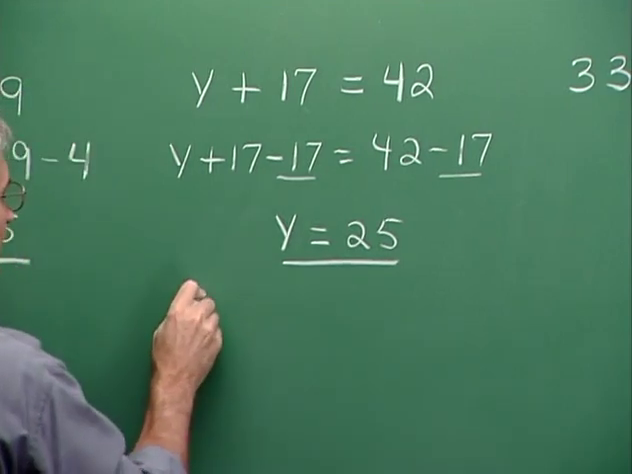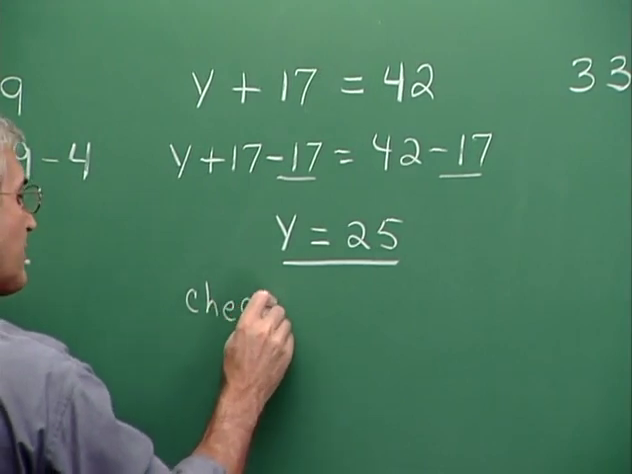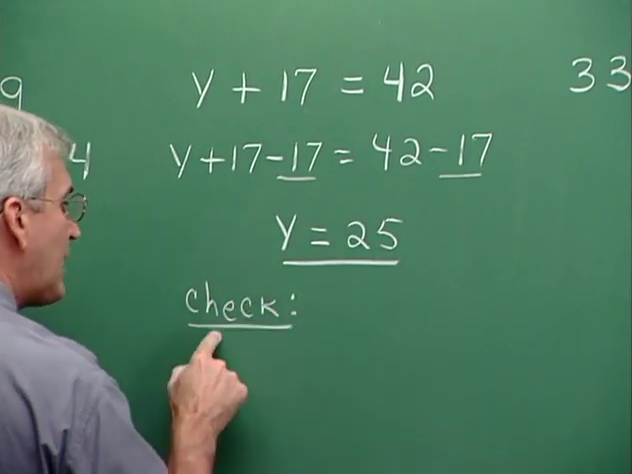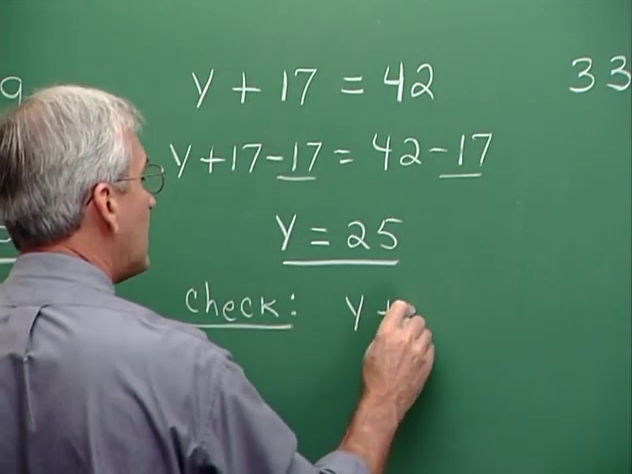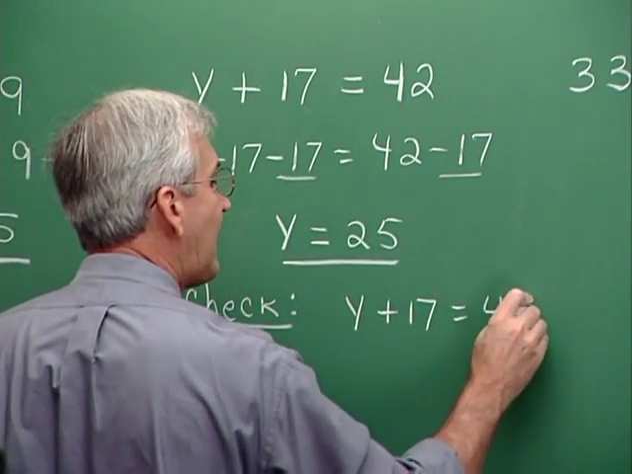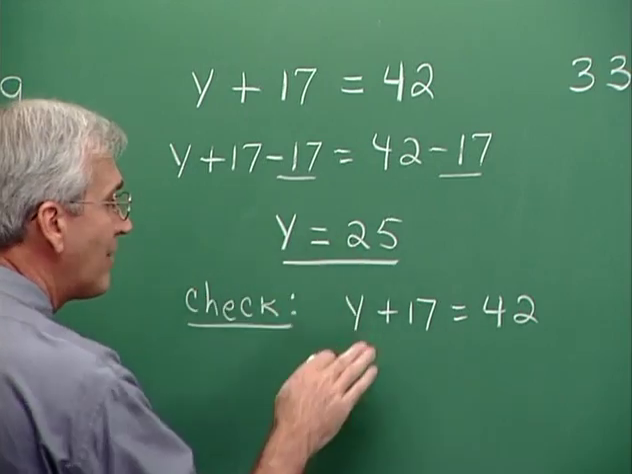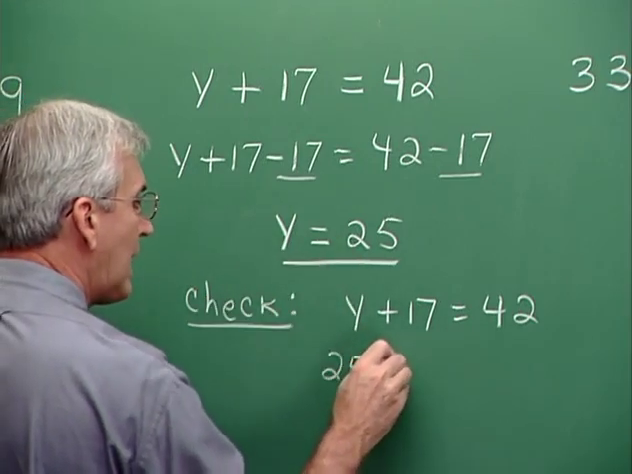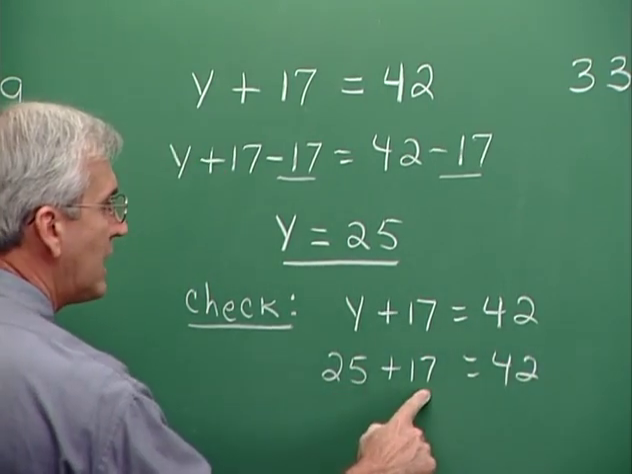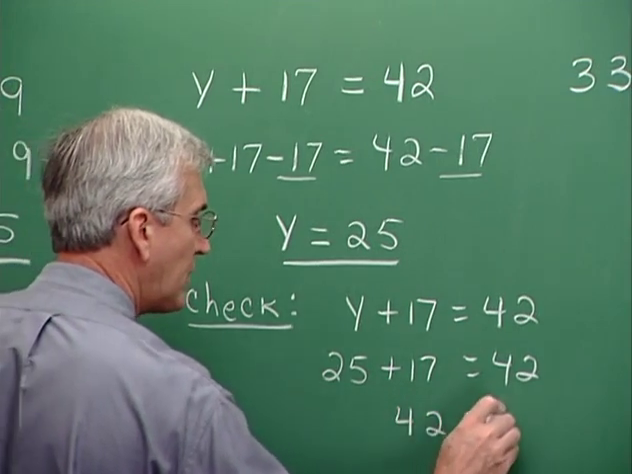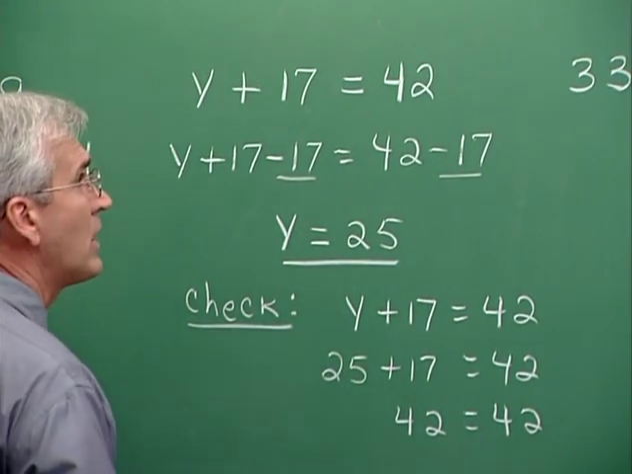Now we can always check to see if we have a valid solution to equations like this. We're just checking to see if this is a solution. We check by taking the original equation and replacing the letter with the value we find for it. We're finding the letter to be equal to 25. Well, let's replace y with 25 and see if we have truth. Well, let's see. On the left side, 25 and 17 is 42. 42 equals 42. Yes, 25 is a valid solution to this equation.